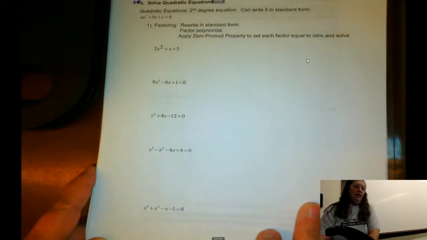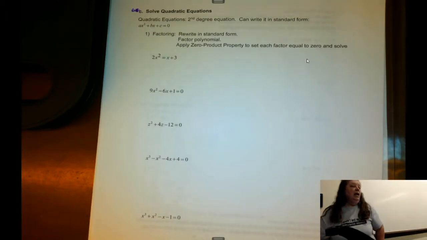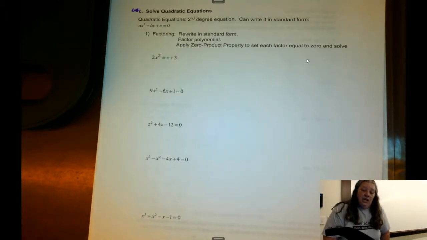So for quadratic equations, a quadratic is a second-degree equation, and it can be written in standard form, with everything on one side of the equal sign, 0 on the other. So ax squared plus bx plus c equals 0 is considered standard form.